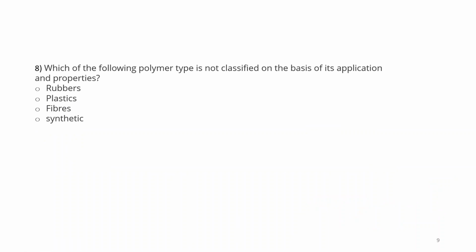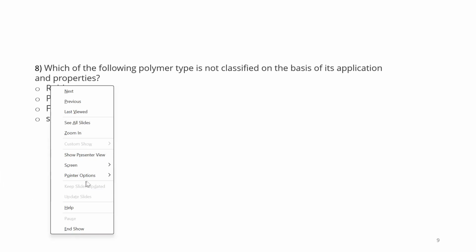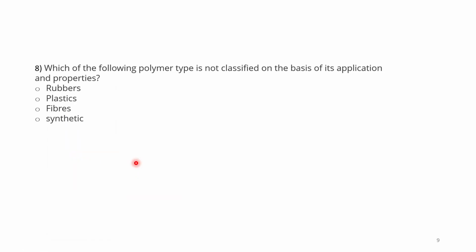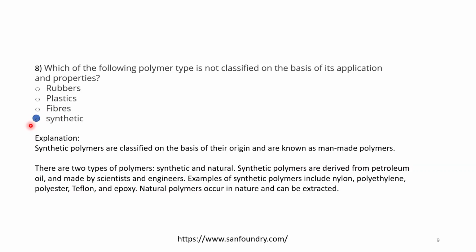Next question is, which of the following polymer types is not classified on the basis of its application and properties? Your options are rubbers, plastics, fibers or synthetic. All these are based on their applications except synthetic. On the basis of origin, polymers are classified into synthetic and natural polymers. So this will be your answer.